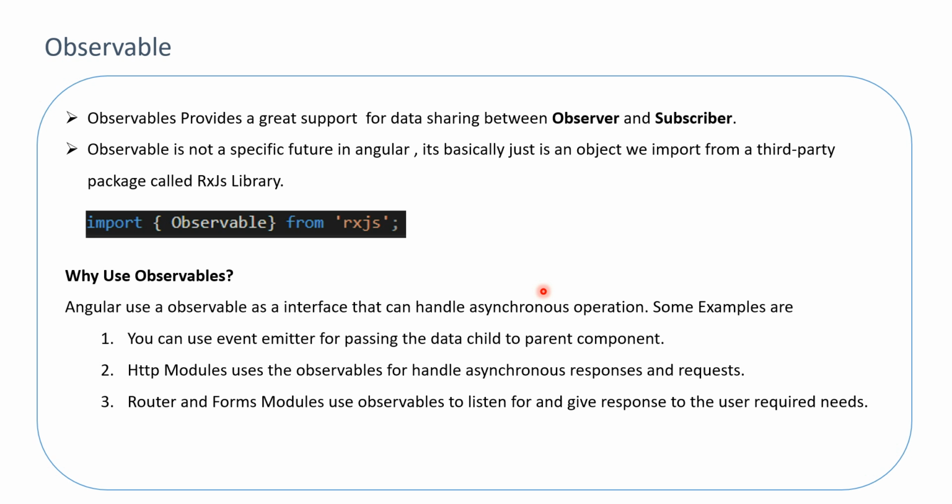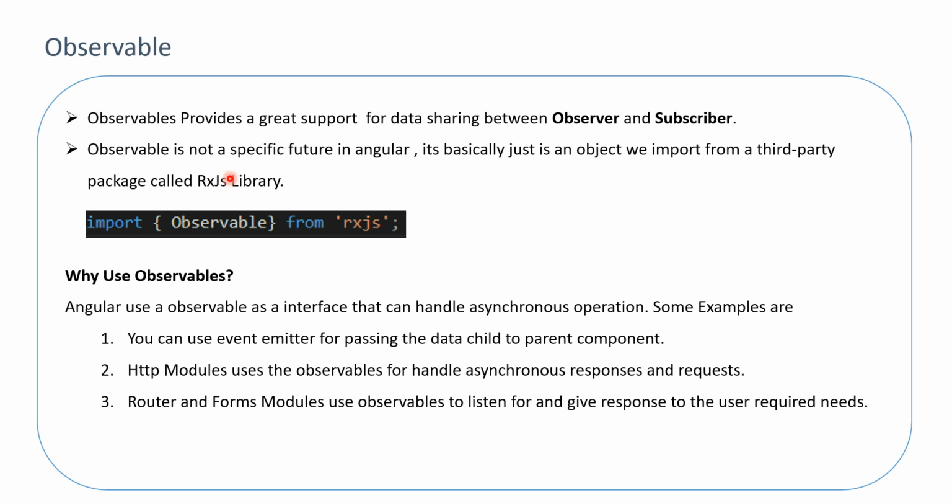So the main uses of observables are: you can pass the data from child component to parent component in the form of event emitter. You can handle asynchronous calls by using the HTTP service. And you can monitor the parameters of the router and their behavior by subscribing. These three are very important uses of the observable in Angular.